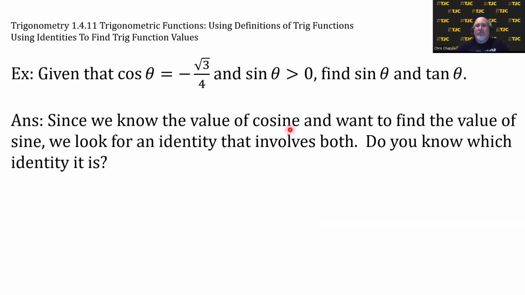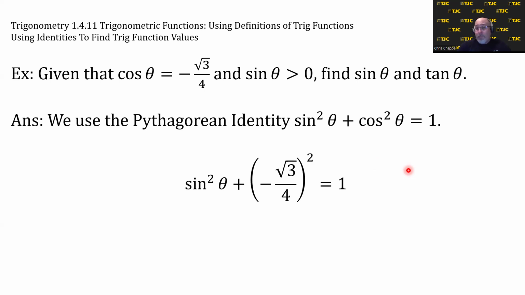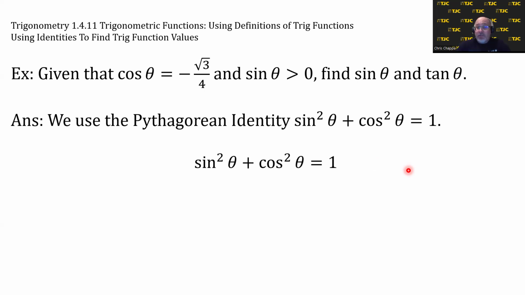We may or may not need this information, but at least we have it now. Now, since we know the value of cosine and want to find the value of sine, we look for an identity that involves both. Do you know which identity it is? This is how you play the identity game. The identity that involves both sine and cosine is the Pythagorean identity. I prefer sine squared plus cosine squared equals 1, even though in the previous video, the cosine was written first. That was just a consequence of how we approach the proof. So we're going to use this trig identity, and we're going to substitute what we know. That cosine of theta is negative square root of 3 over 4, being squared because of the cosine squared.